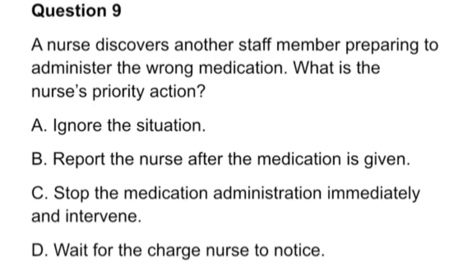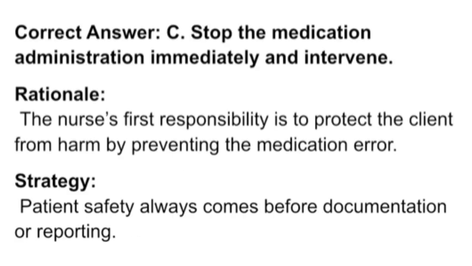Question 9. A nurse discovers another staff member preparing to administer the wrong medication. What is the nurse's priority action? A. Ignore the situation. B. Report the nurse after the medication is given. C. Stop the medication administration immediately and intervene. D. Wait for the charge nurse to notice. Correct answer, C. Stop the medication administration immediately and intervene.